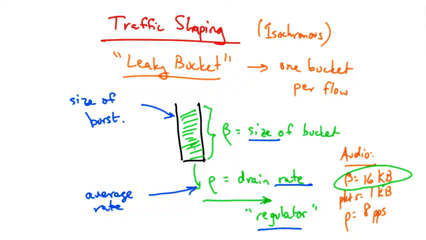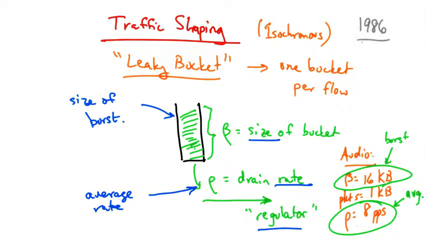Setting a larger bucket size can accommodate a larger burst rate. Setting a larger value of rho can accommodate or enable a faster packet rate. The leaky bucket traffic shaper was developed in 1986, and soon to follow was a technique called RT traffic shaping.